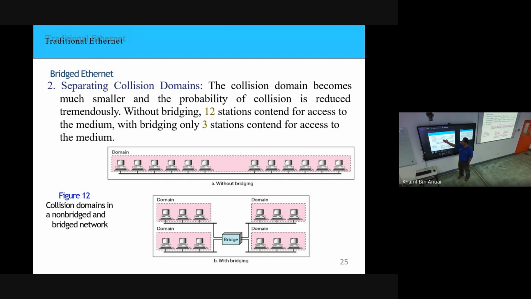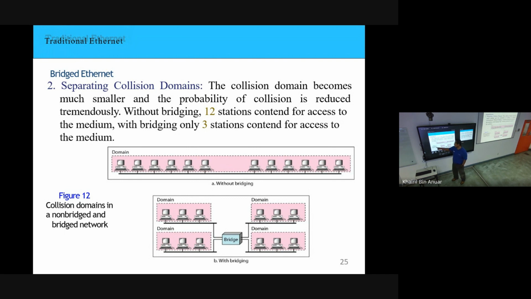So without bridging, 12 stations contend for access to the medium, while with bridging only 3 stations contend for access to the medium. As I mentioned just now, out of these 12, if this user wants to send, they have to contend, or fight, with the rest of the PCs or users to use this shared bandwidth. But here you just have to fight with 3 people. So which one is better? Fight with 3 people or fight with 11 people? So this one is much better than this one.